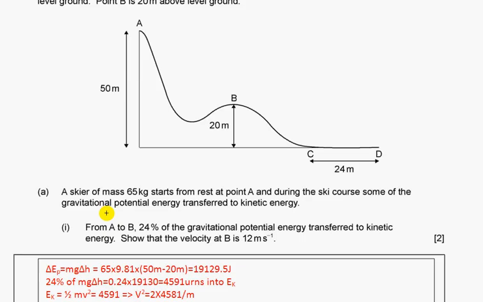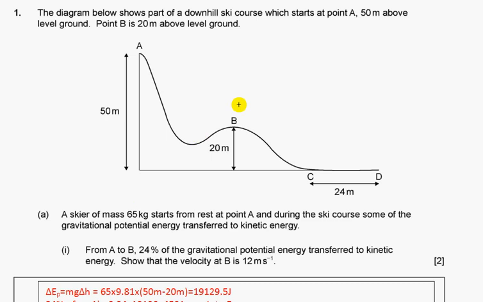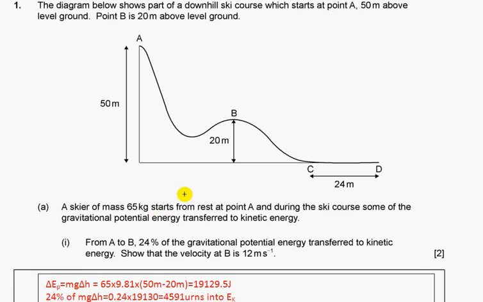Let's start. Question 1. The diagram below shows part of a downhill ski course which starts at point A, 50 meters above level ground. Point B is 20 meters above level ground. A skier of mass 65 kilograms starts from rest at point A, and during the ski course some of the gravitational potential energy is transferred to kinetic energy. From A to B, 24% of the gravitational potential energy transfers to kinetic energy, so that the velocity at B is 12. So, from A to B, the decrease of potential energy only partly turns into kinetic energy.